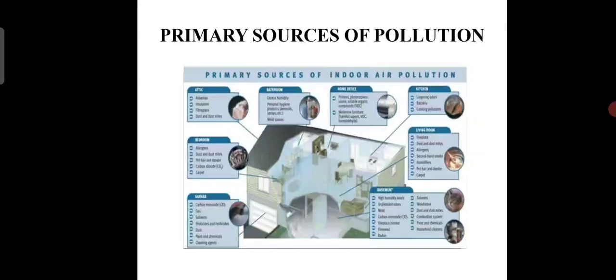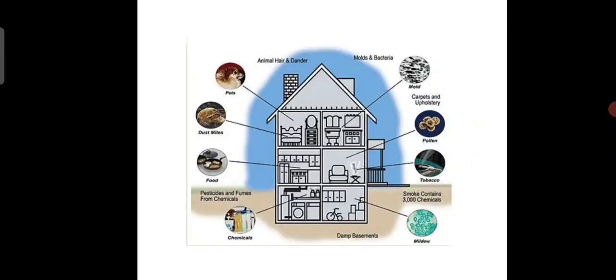So this picture depicts different sources of indoor air quality pollution within a building. So we have molds and bacteria as biological contaminants, and we have asbestos, radon, volatile organic compounds. So these are the major indoor air quality contaminants that cause indoor air pollution.